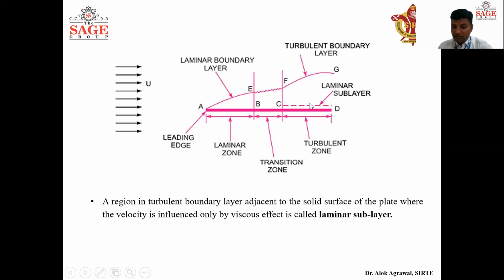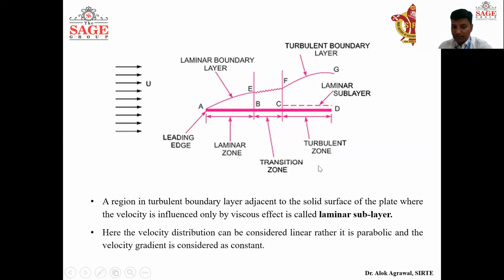Laminar sublayer means the region where the influence of viscosity is high, and because of that high effect of viscosity, the very small portion near this plate will show laminar behavior, even though it is inside the turbulent zone. So we call it a laminar sublayer. Here the velocity distribution again follows a parabolic path, and the velocity gradient is considered constant.